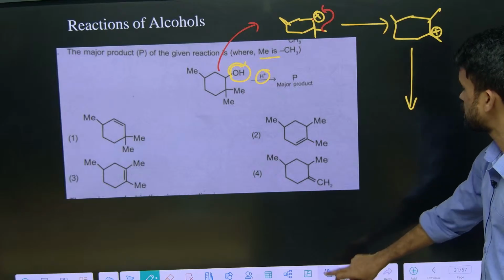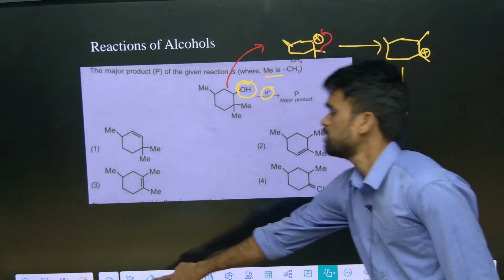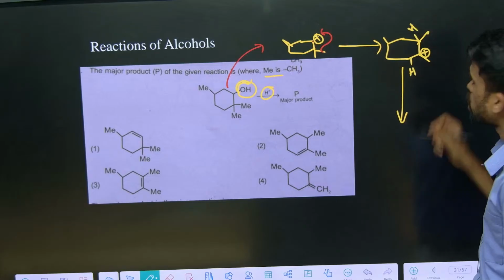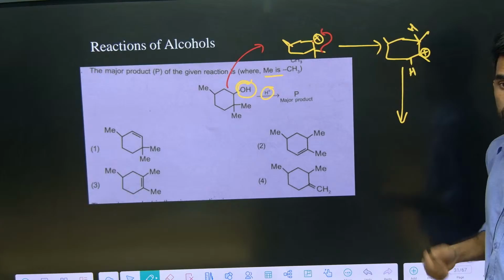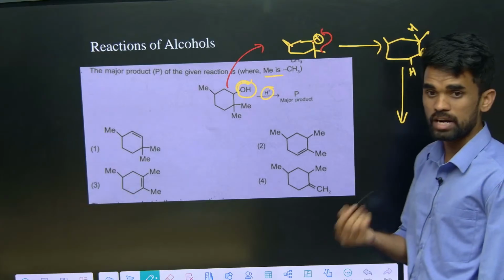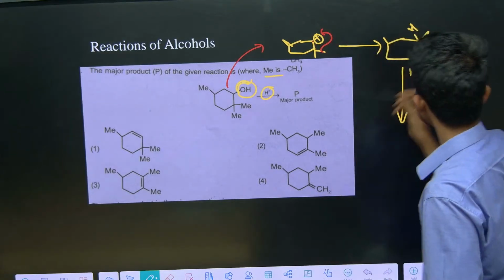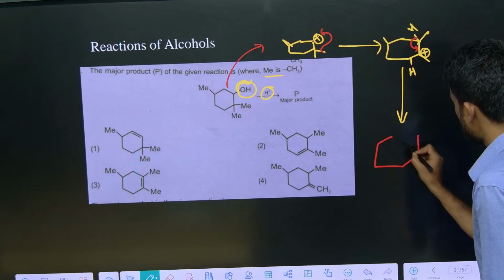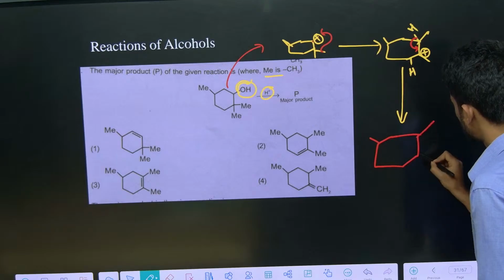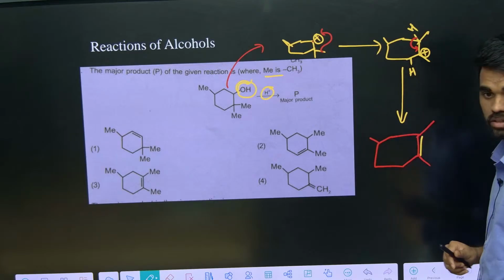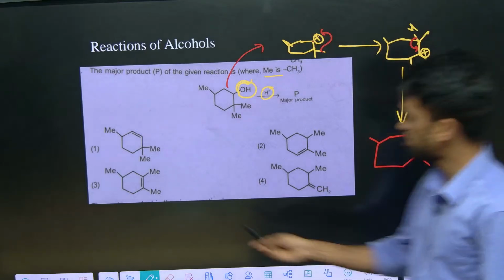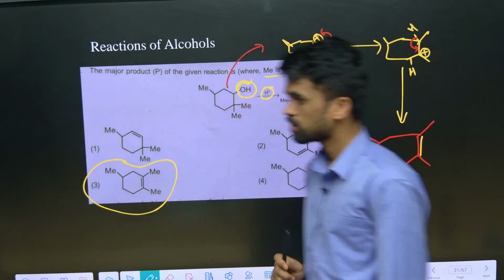Now what happens here is, from the adjacent carbon here or from here a proton is removed, but we know the more stable alkene, the more substituted alkene, is formed as major, because it should be a more stable one, so that you will get a double bond here. So this kind of product, where do we have? That's it, that will be your answer. Okay, clear now?